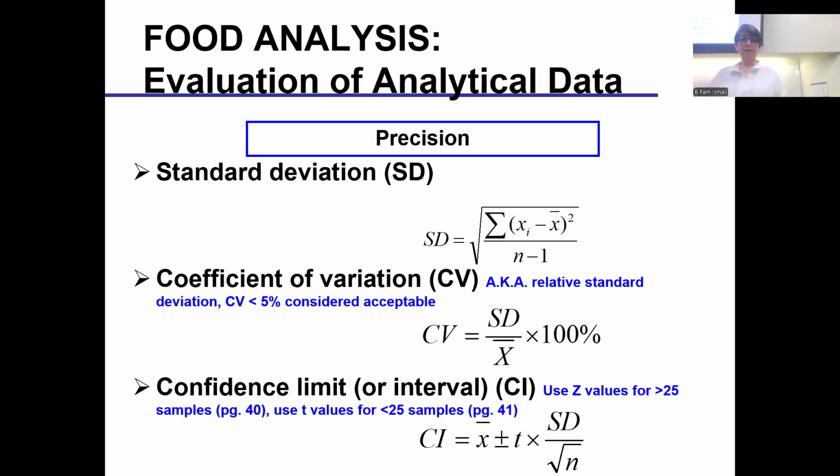Confidence limit. You might remember that this is when you say, this is my mean plus or minus a certain value. That means the true value lies within this interval. That's what the confidence means. And sometimes you choose, I want to be 90% confident, I want to be 95% confident. So that's your alpha. Is it 0.05 or 0.1? So you choose the confidence that you want.